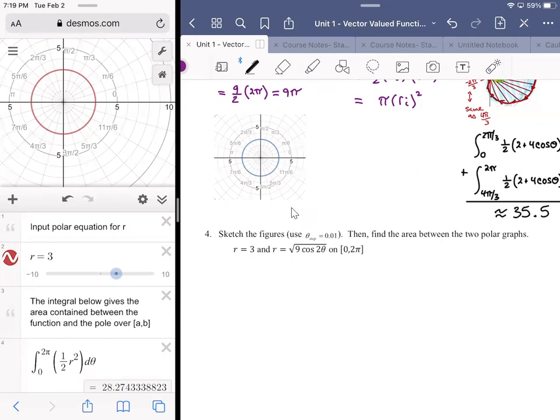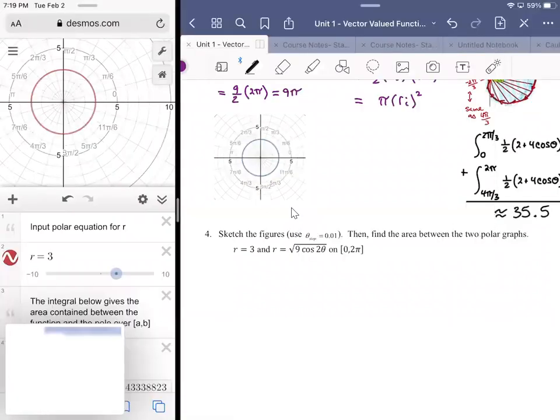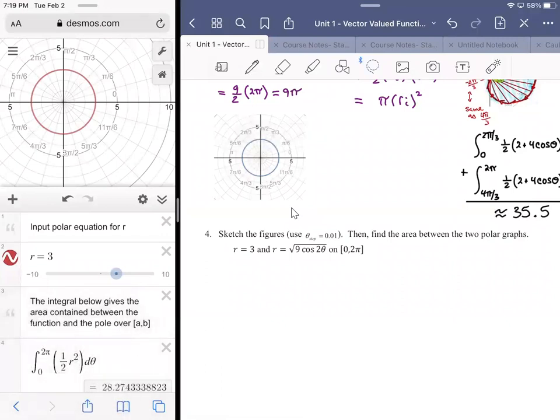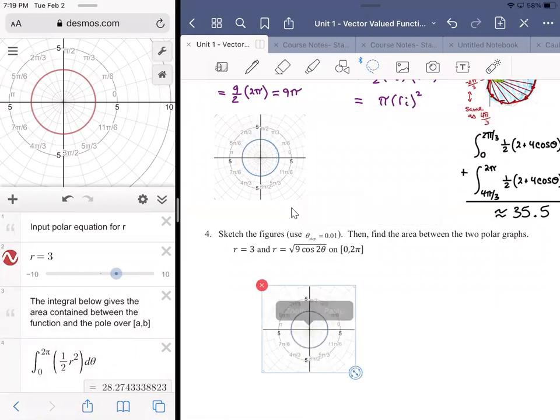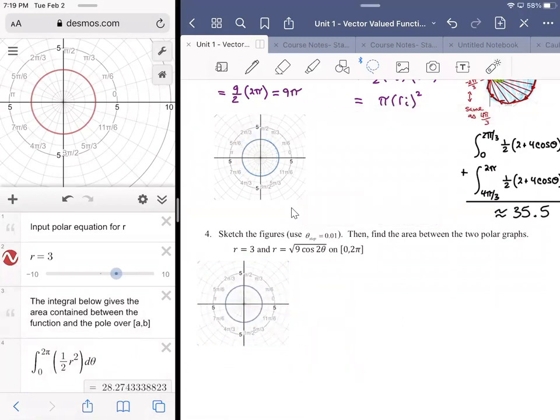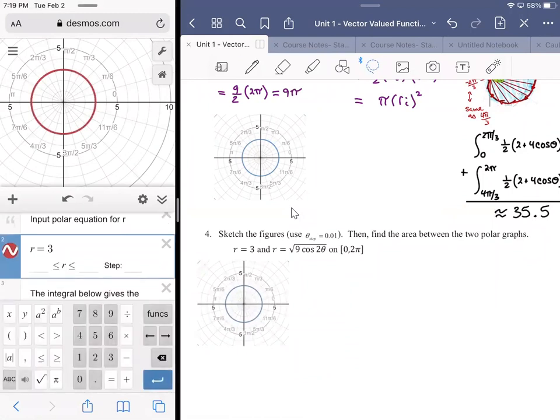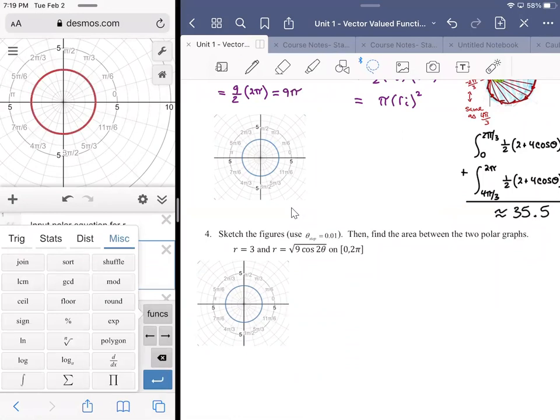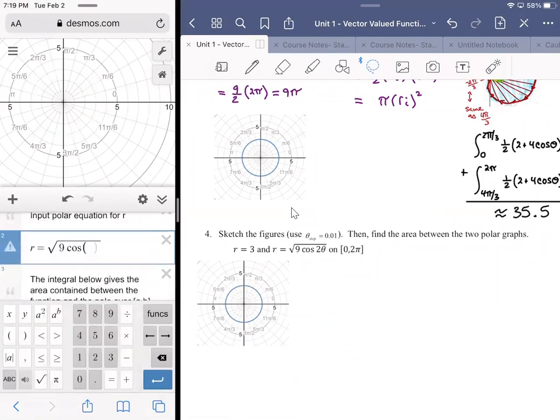Now, in the case of these two equations, again, it's to say, oh, actually, I didn't really need to do that. What I can do is just take this one and bring it on down, because that's 3. So that's one of them. And then I could just look at the other one, square root of 9 cosine 2 theta.